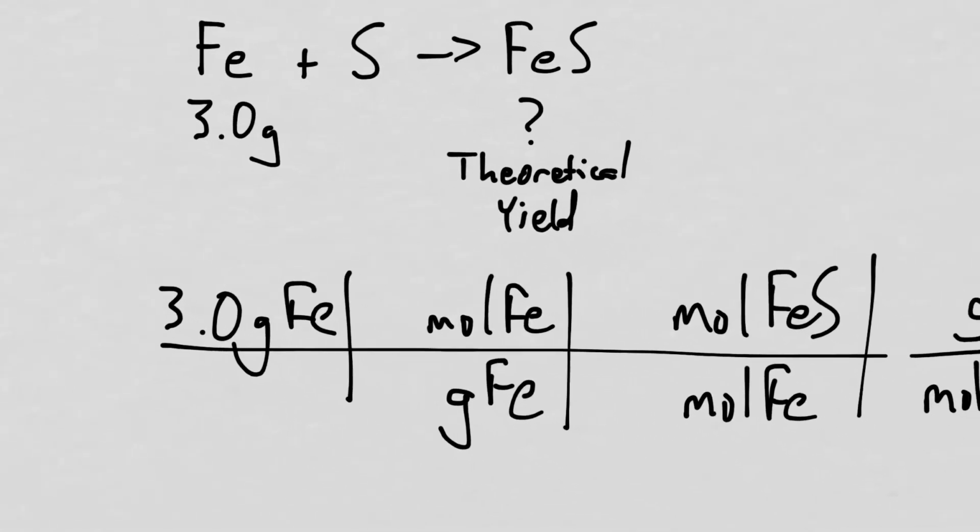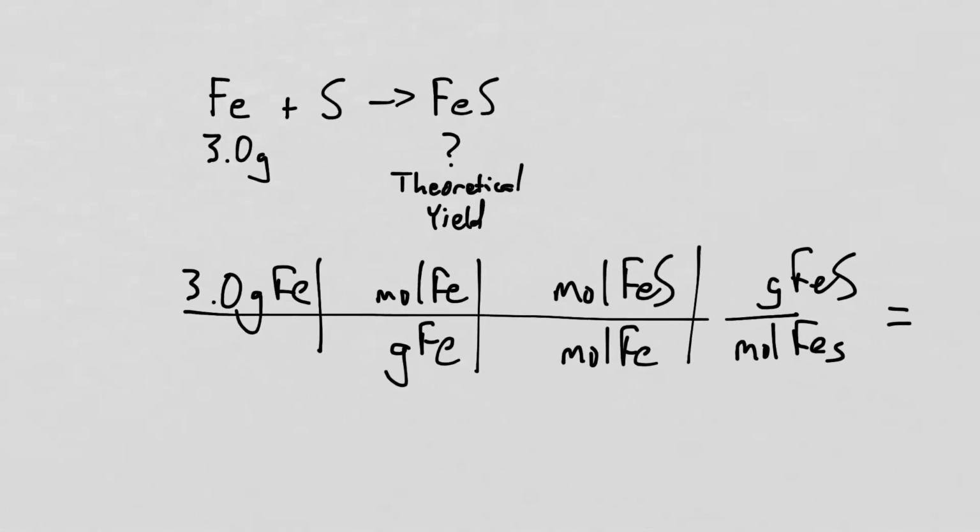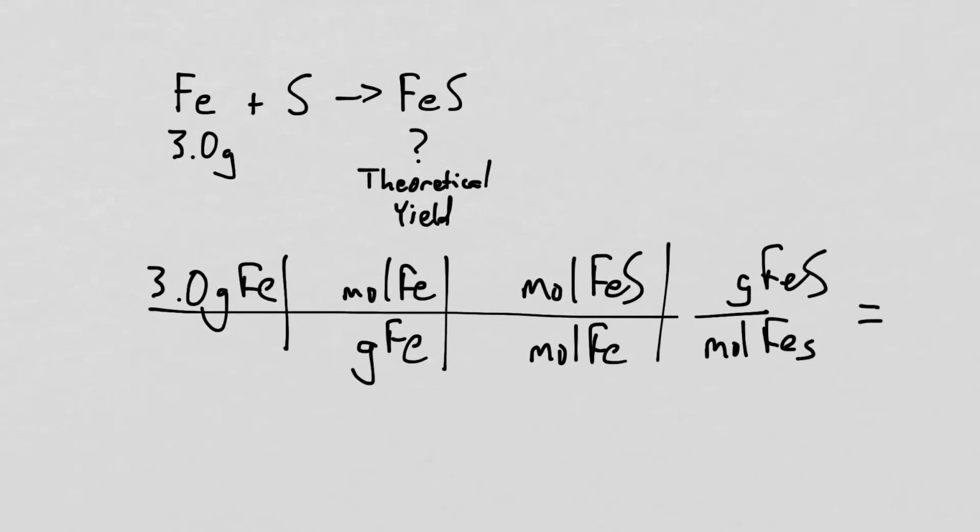So in this case, we go down and we lay out our grid like we normally do. And we start with our 3.0 grams of iron. We convert that here from grams of iron into moles of iron. We bring our units down, moles of iron to moles of iron sulfide, and then moles of iron sulfide to grams of iron sulfide, or iron 2 sulfide. And that'll give us an answer.